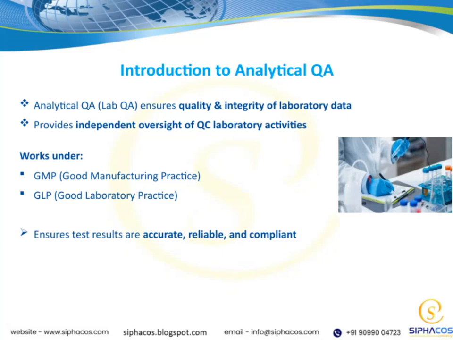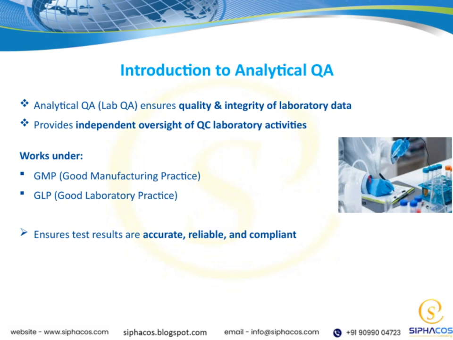Let's take a closer look at Introduction to Analytical QA. Analytical QA, or Lab QA, plays a crucial role in ensuring the quality and integrity of laboratory data. Basically, it provides an independent oversight of all QC laboratory activities, helping to keep everything transparent and reliable. It's important to note that this work operates under two key standards: GMP, which stands for Good Manufacturing Practice, and GLP, or Good Laboratory Practice. These frameworks set the guidelines for how we conduct and document our testing processes.